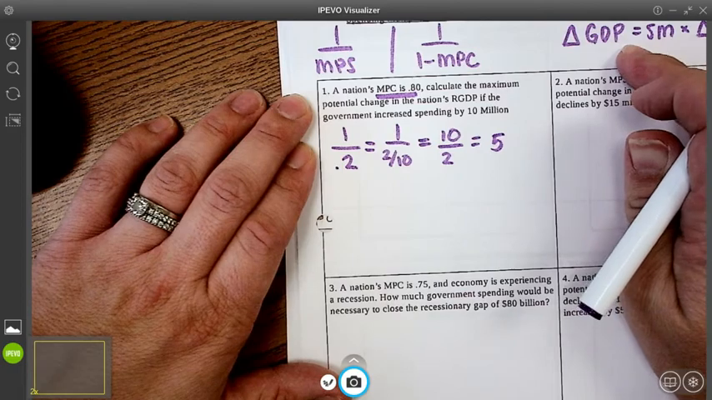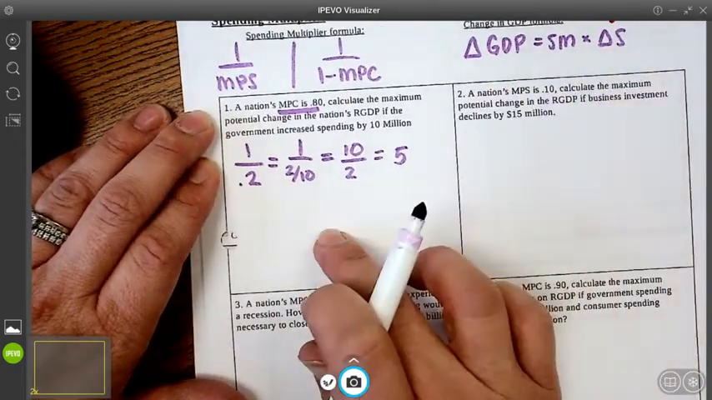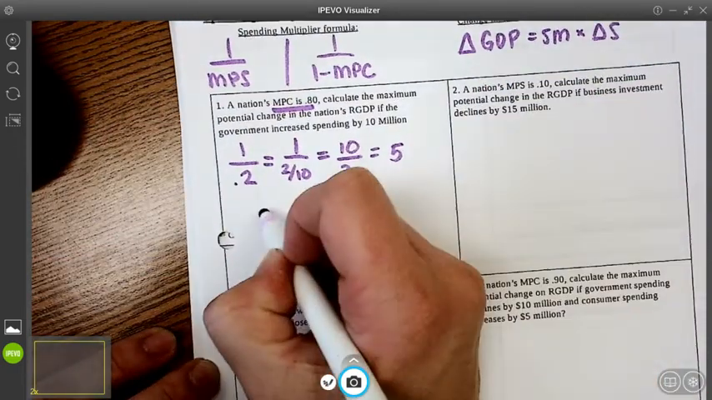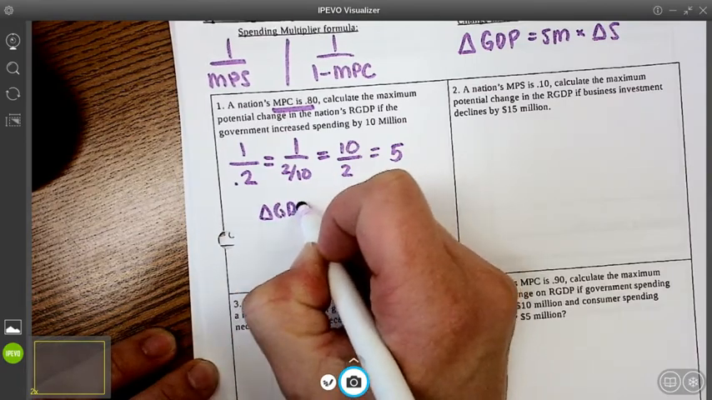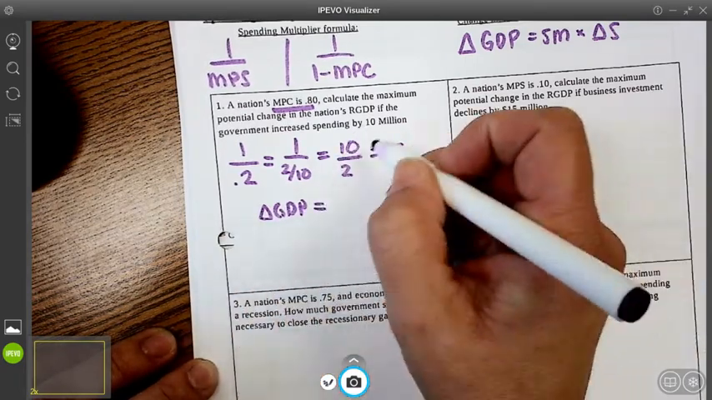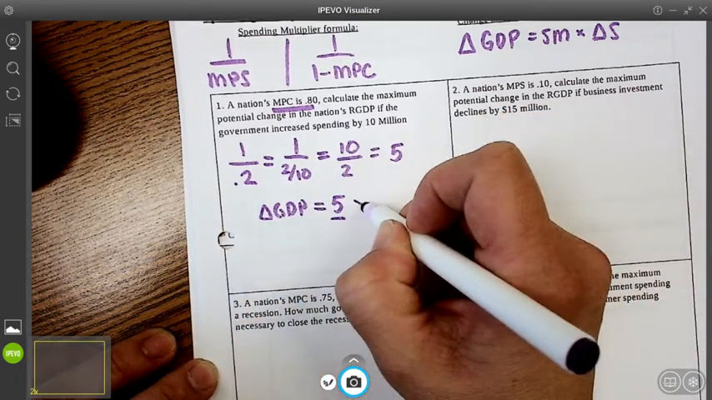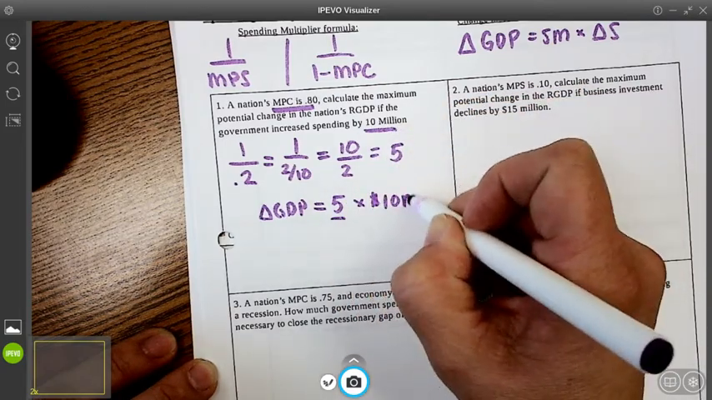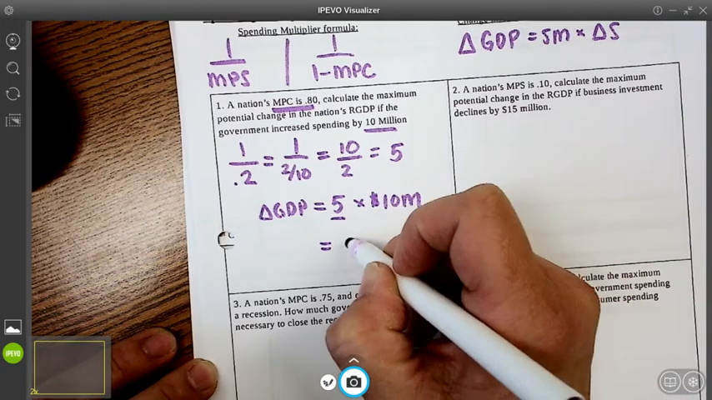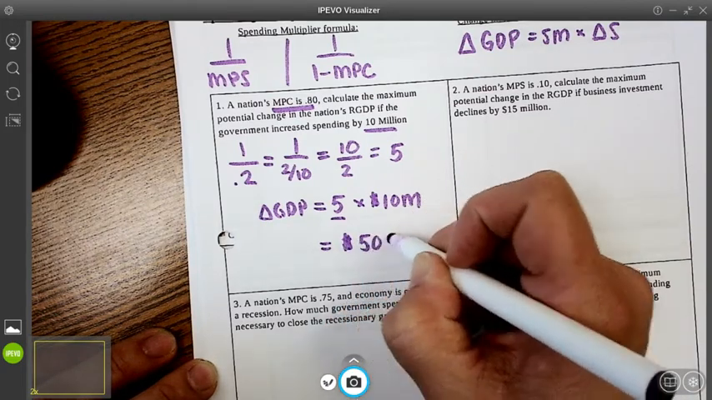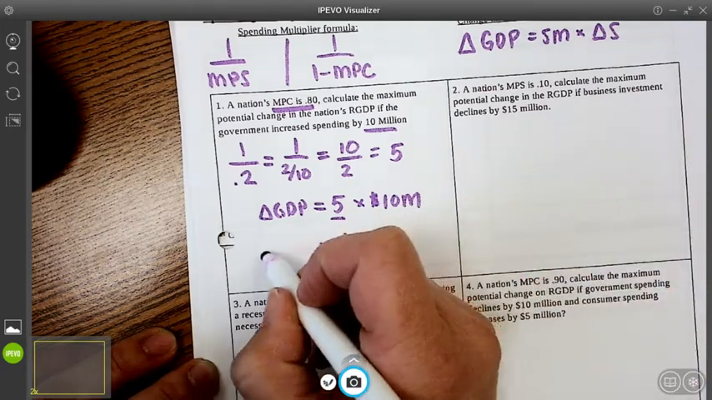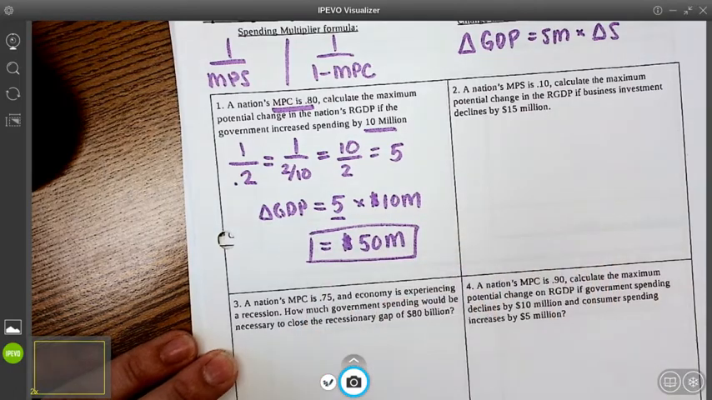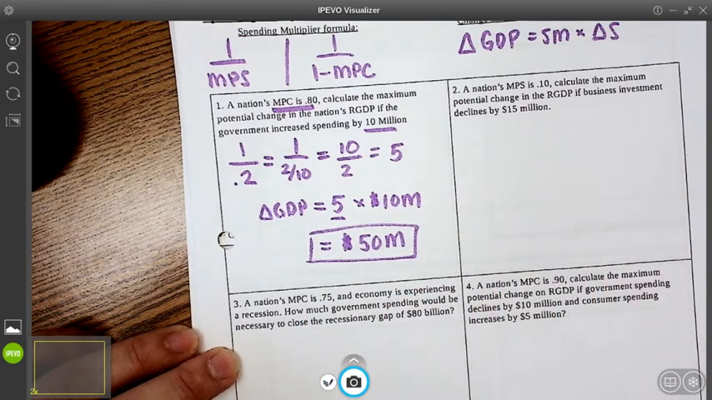Now I'm going to use the formula from up here. I'm going to plug in these numbers. So the change in GDP is going to equal the spending multiplier, which is 5, times the change in spending, which was 10 million from the question. 5 times 10 million equals 50 million. And that's your final answer for here. I like to put a little box around my final answers.